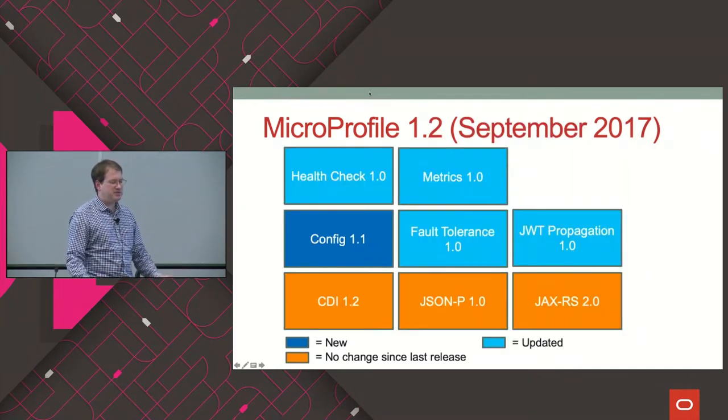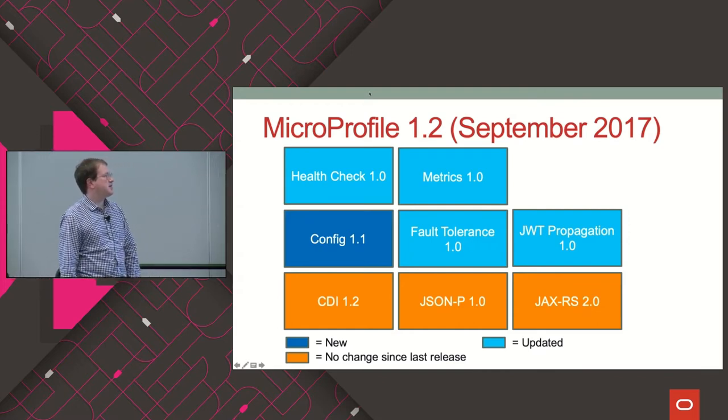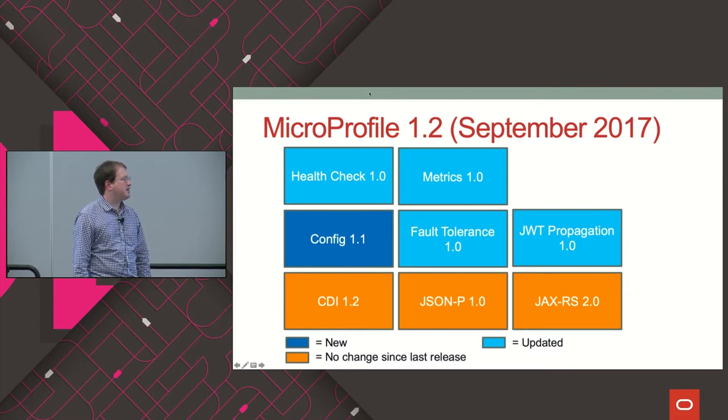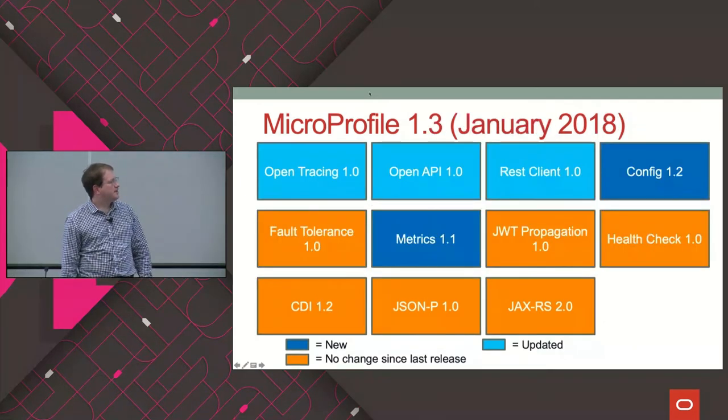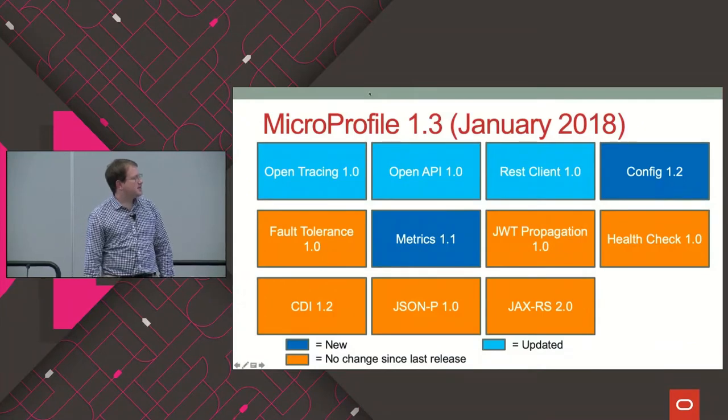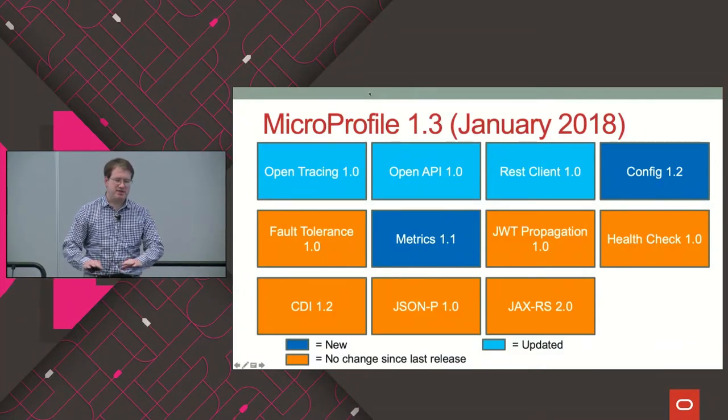And then September 2017, it started exploding, so they started adding more specifications to it. So the first version of health check came out, metrics, fault tolerance, and the propagation, the security stuff. So these were added, okay. And then January 2018, it continues to expand out. Now some of the specs aren't changing, while some new ones are being added to it.